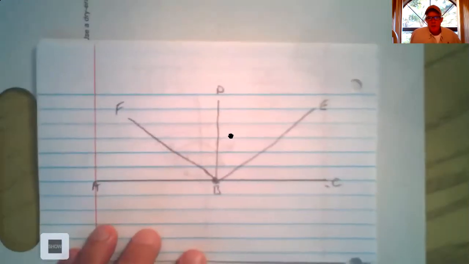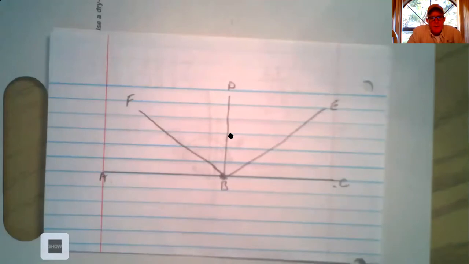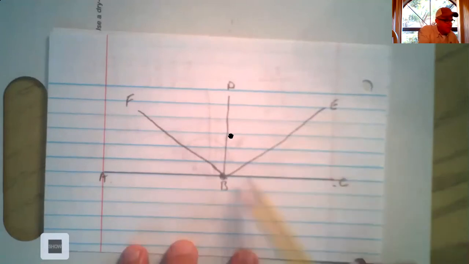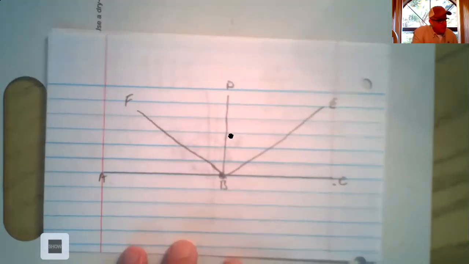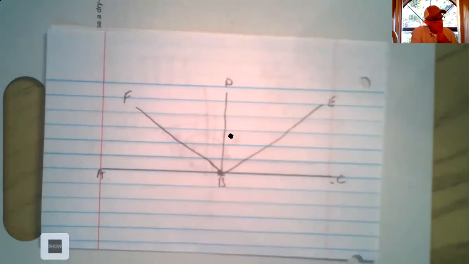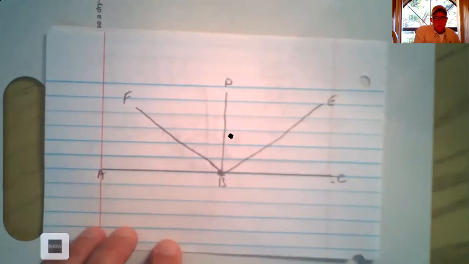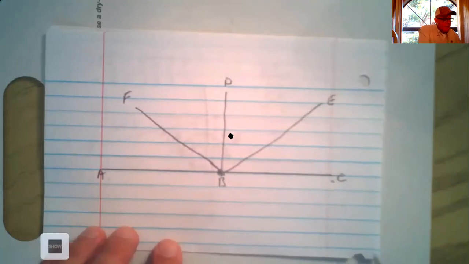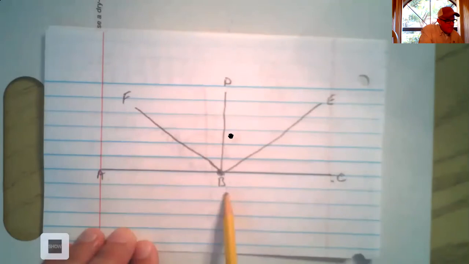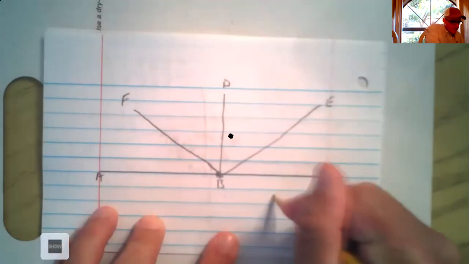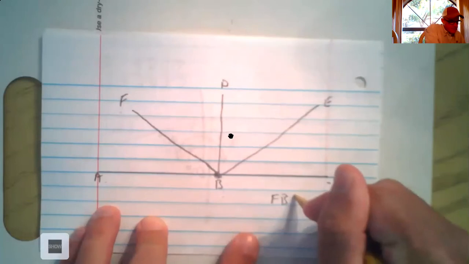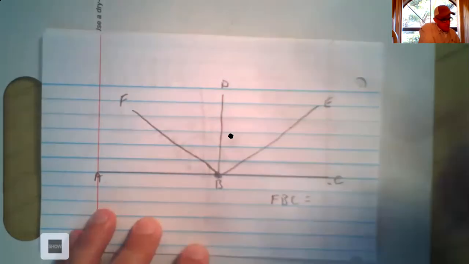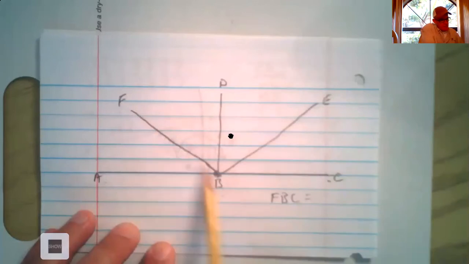So just knowing what we just described right here, we started with a straight angle. Now we made a 90-degree angle. And then we split that in half, so that's 45 degrees, and that's 45 degrees. So if I said, what is the measurement of angle, let's say FBC, what is FBC equals? So we're looking at F, coming down to B, and then C.